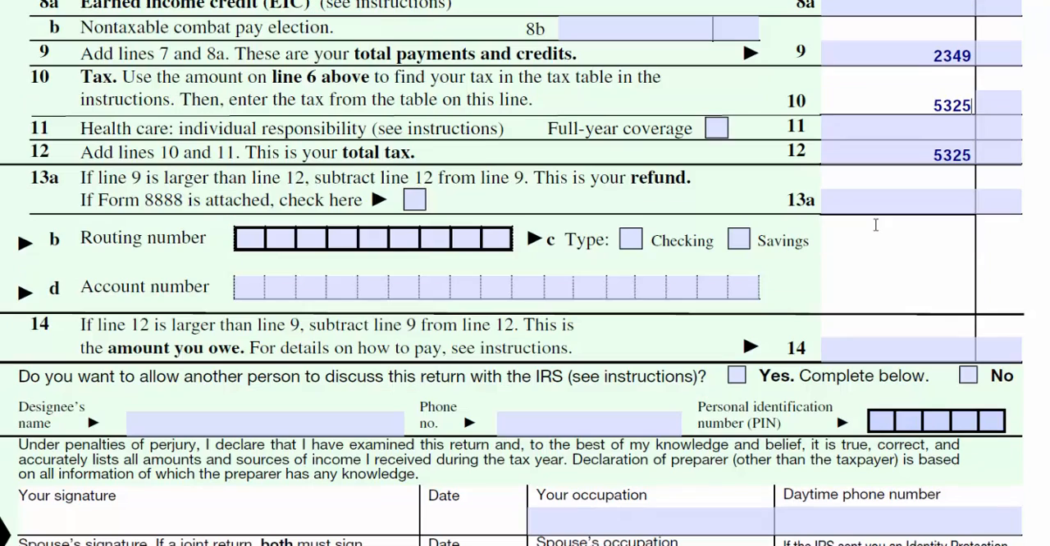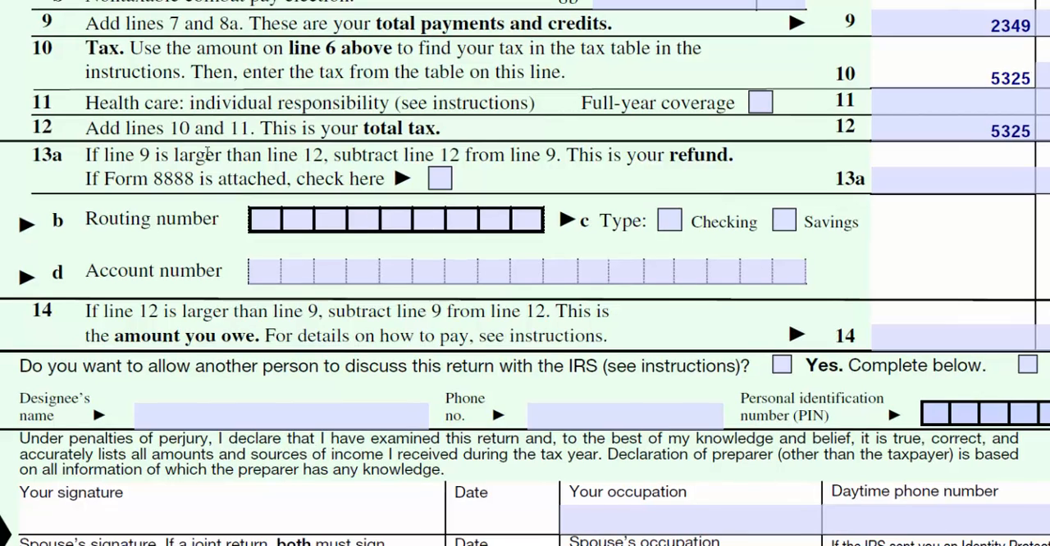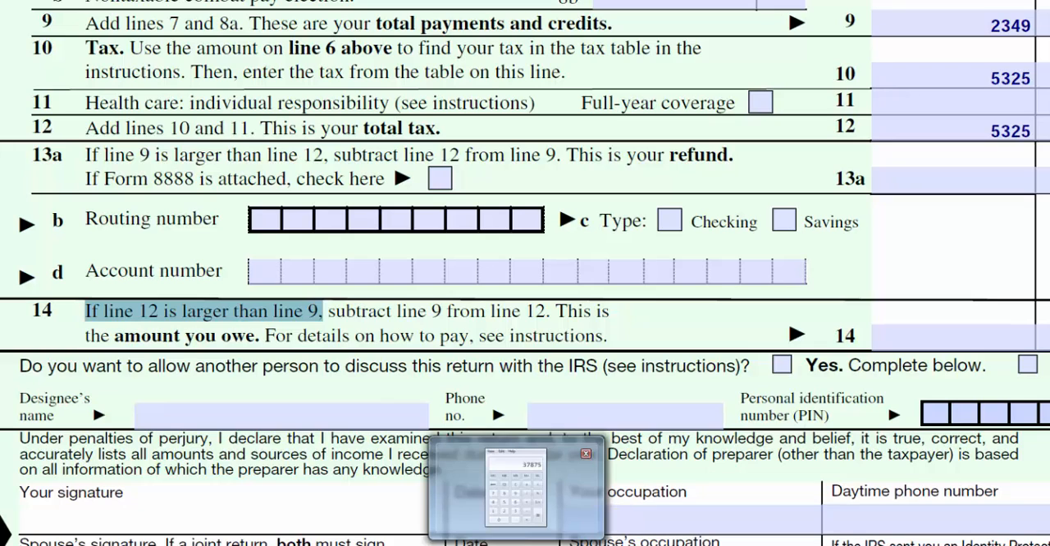So now we need to find out, is he getting a refund, or does he owe? Well, they ask if line 9 is larger than 12. Is line 9 larger than 12? The answer is no. So we're going to skip that. That means he's not getting a refund. If we go down here, if the first one was not true, this one has to be true. If line 12 is larger than 9, well, line 12 is larger than 9. Therefore, we now do what they tell us to do. Subtract line 9 from 12.